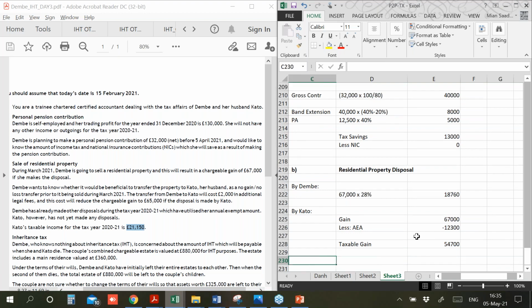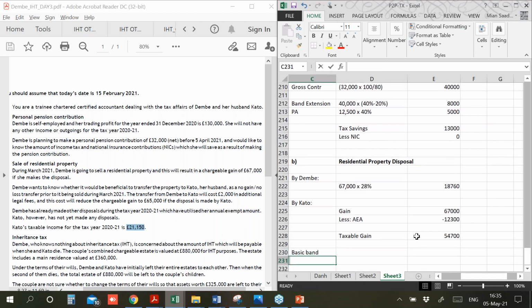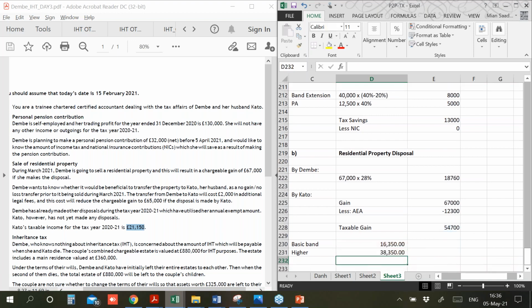Now to calculate the rates for CGT, we first have to check what the basic band left is and what the higher is. For basic band, the total basic rate band is 37,500. However, his taxable income was 21,150. So this is the amount that income tax would have utilized. 16,350 is the basic rate band that is left. So out of the total gain, 16,350 will be taxed at basic rate. So what is the gain that is left for higher rate? It is 38,350.